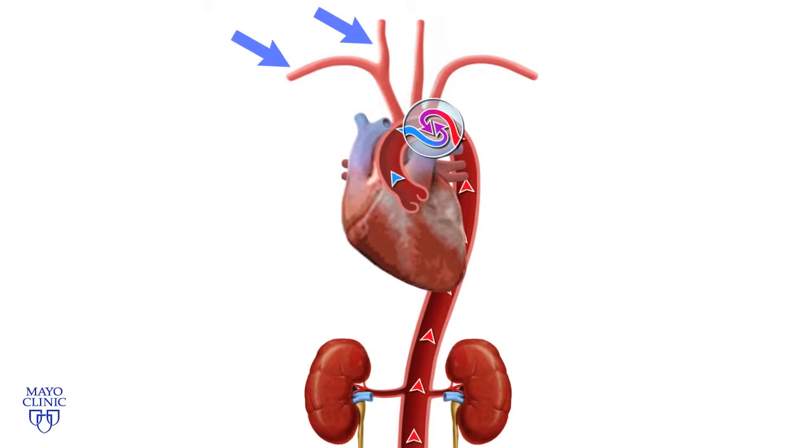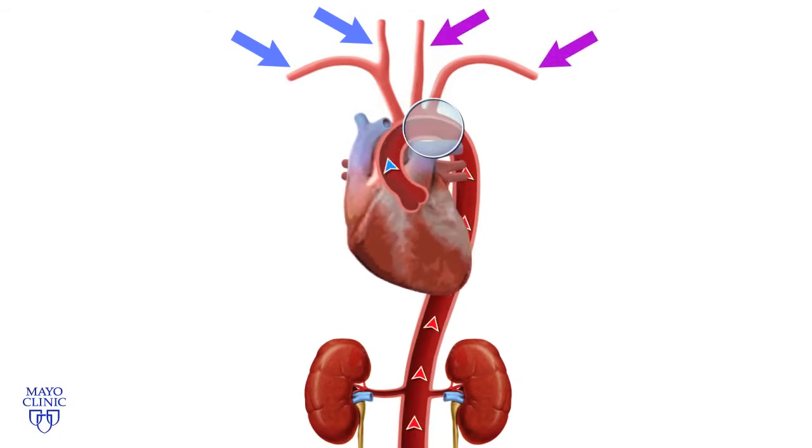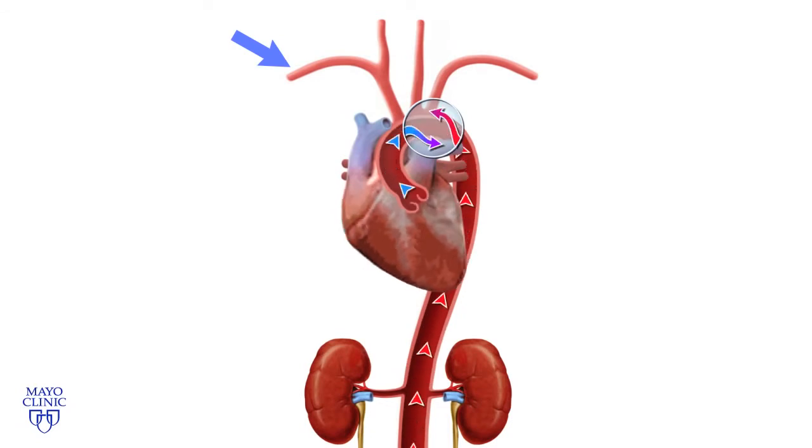However, the distal arch vessels are perfused by a mixture of blood being pumped from the left ventricle and blood pumped from the ECMO circuit. Blood sampled from the right radial artery, for example, may have a composition that is markedly different from blood sampled at the ECMO arterial line.